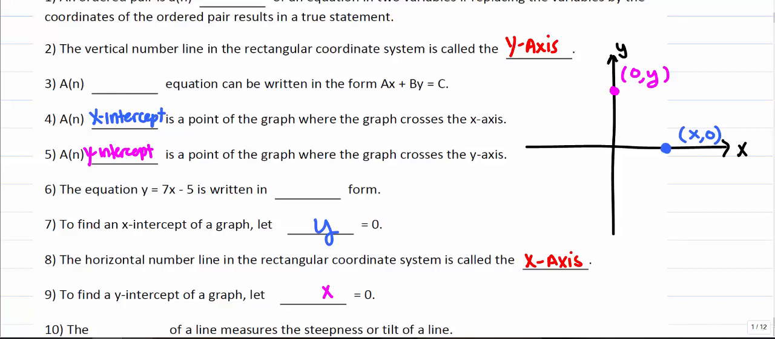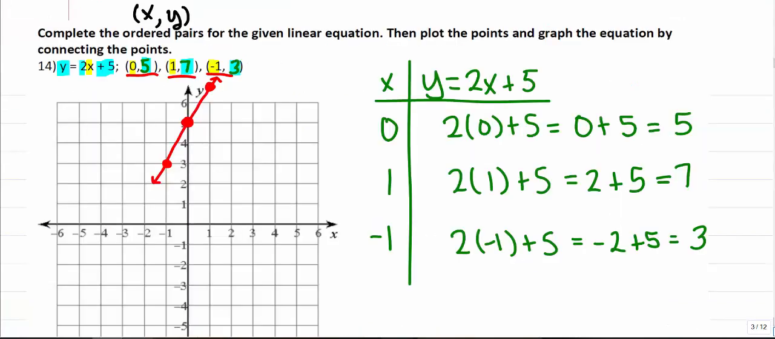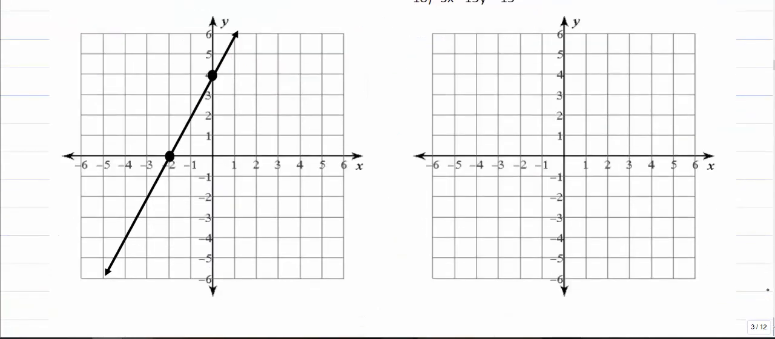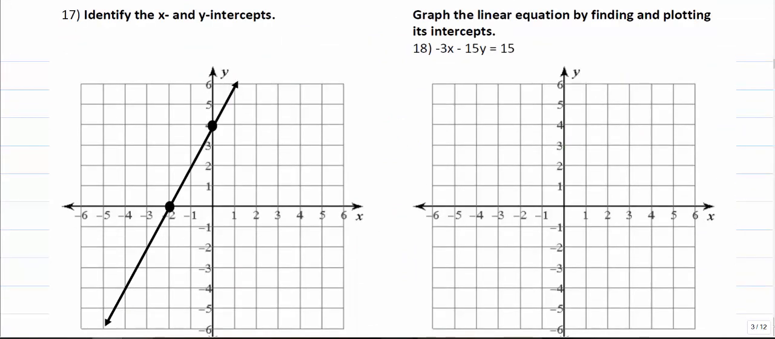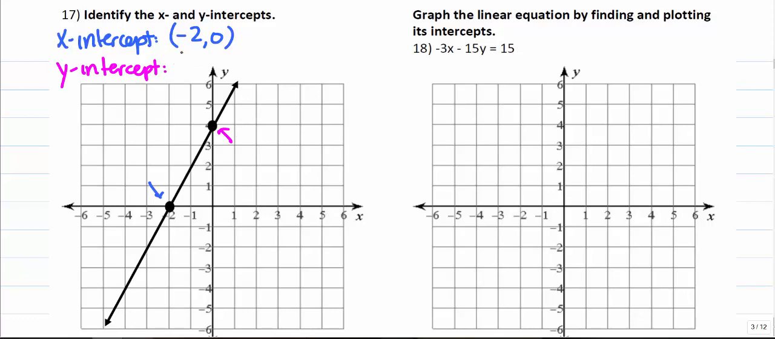Now, on number 17, it simply wants me to identify. So here, if I identify the x-intercept, that's going to be this point right here. And that's the point (-2, 0). This point is the y-intercept. And if it's a y-intercept, then I know x is 0, and that y value is 4. So that's all you're doing on 17.